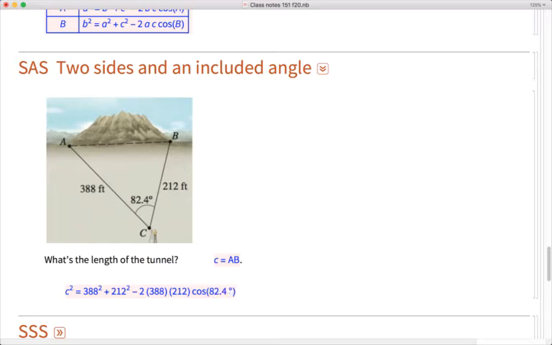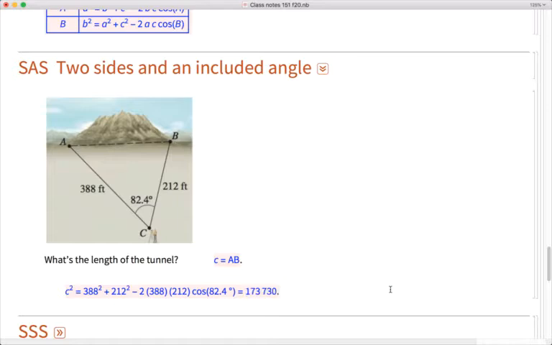Easy peasy. All right, so give that as the exact formula, and then we'll go to a decimal here as well. I'll just ask my machine to do that for me. The cosine of 82.4.